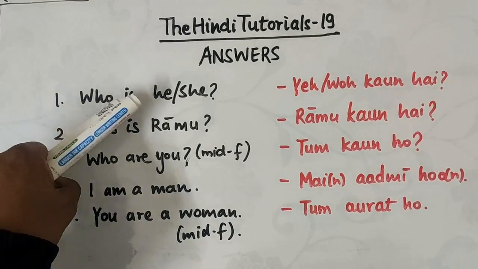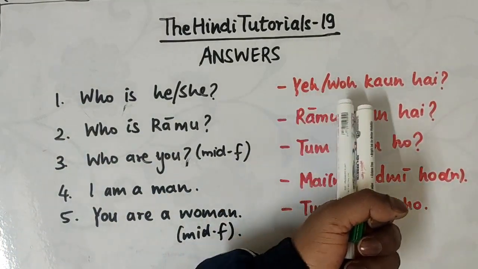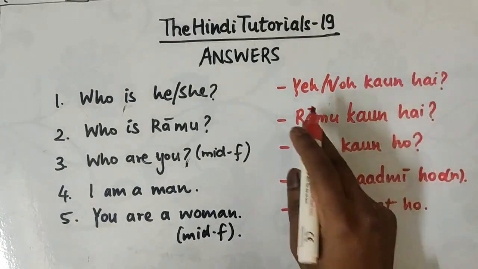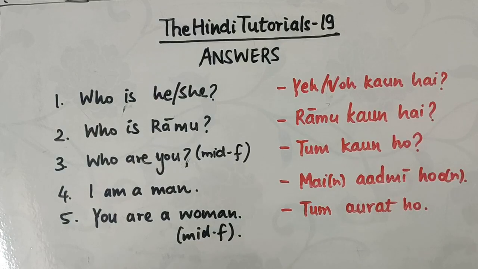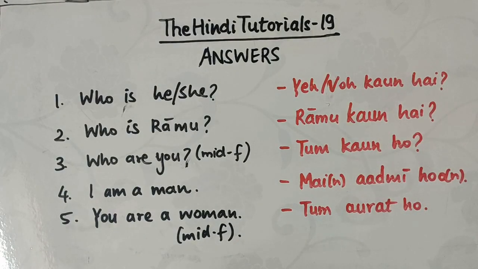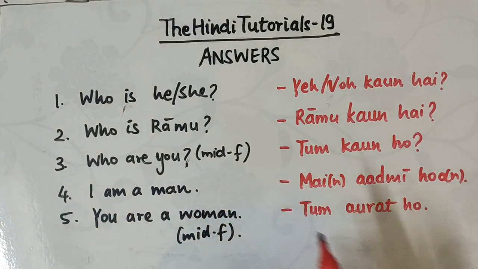Who is he or who is she would be ये कौन है और वो कौन है. ये is used when someone is standing near and वो is used when someone is standing at a distance. The next is who is Ramu. रामू कौन है. ठीक है. Who are you, mid formal. तुम कौन हो. तुम because I said mid formal.